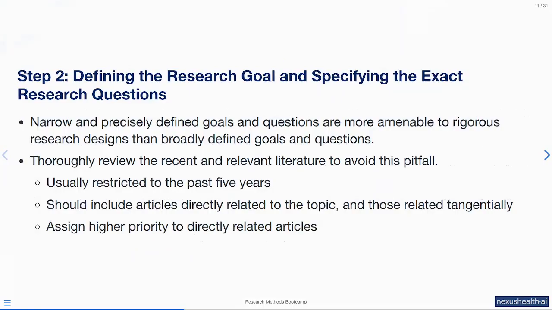Typically, when we carry out relevant literature review, it is usually restricted to the past 5 years. It should include articles that are directly related to the topic and those related tangentially to the topic. But we should assign a higher priority to directly related articles.